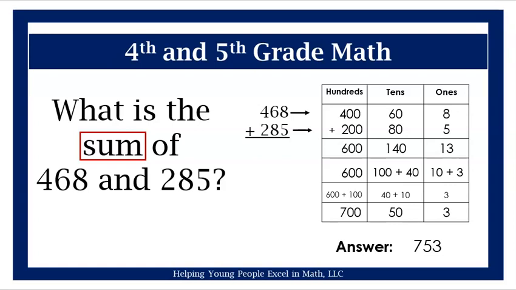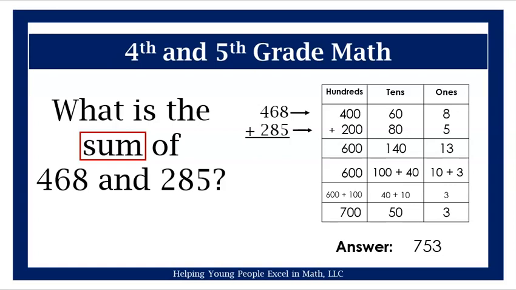Now let's look at the tens place. 60 plus 80 is 140. Let's drop down the next row and we see that we can separate that into expanded notation, 100 plus 40. Looking at the hundreds place, we have 400 plus 200, that's equal to 600.